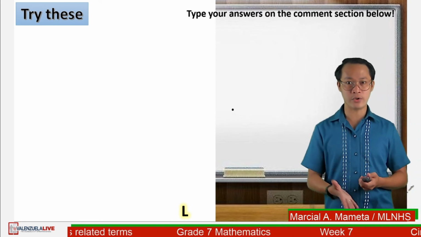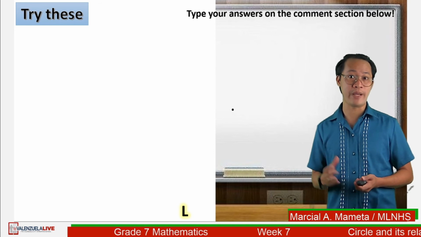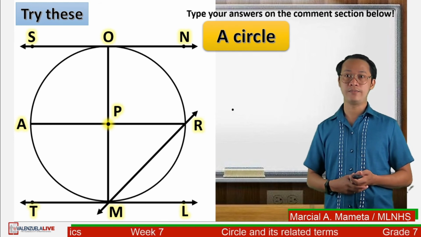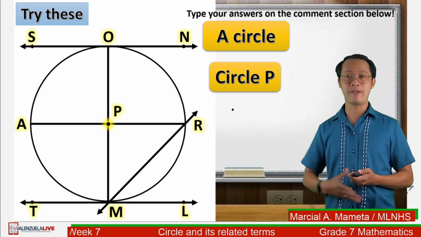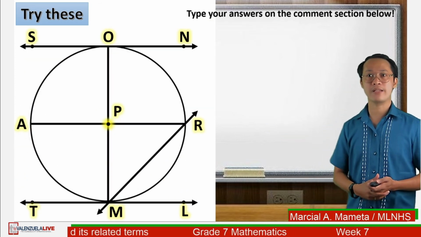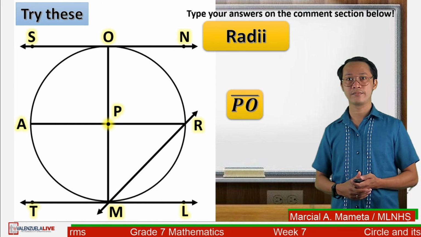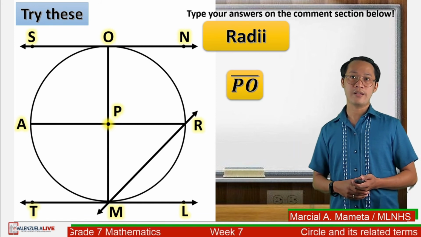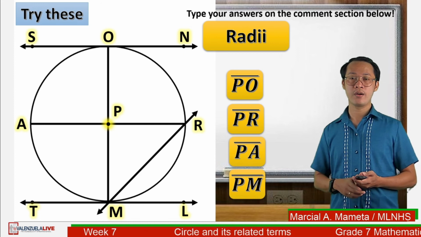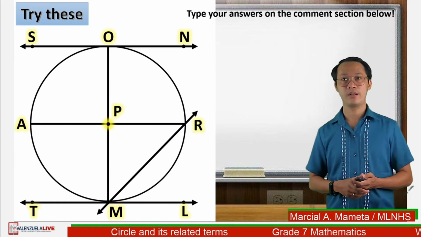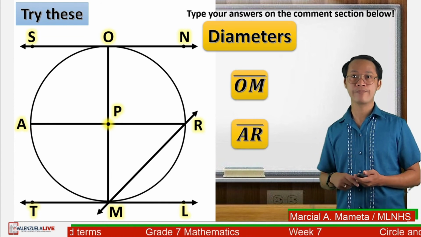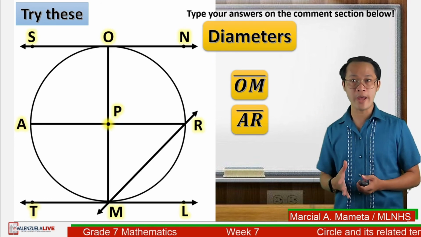At this turn, I want you to name each of the following by referring to circle P. Let us name a circle. It is circle P, or in symbol, circle P. Next, radii. The radii are line segment PO. It can be PR, PM, PA. Next one, the diameters. It can be line segment OM and line segment AR.